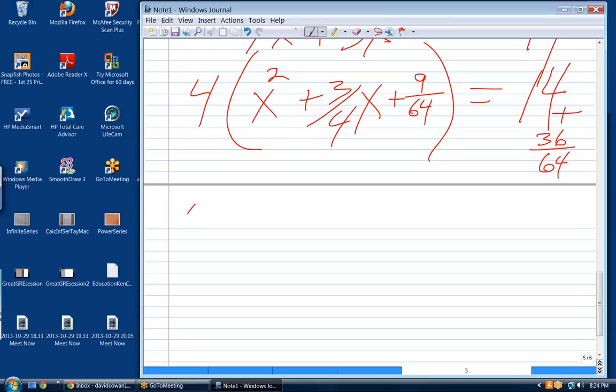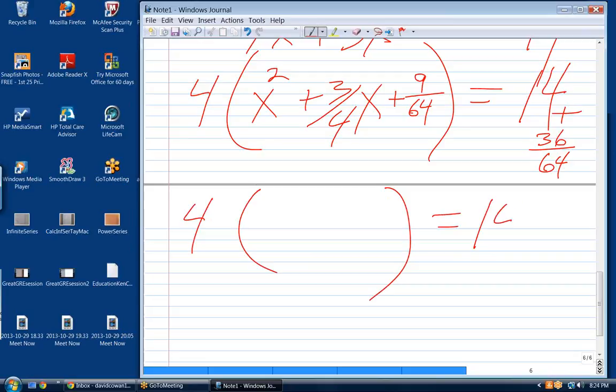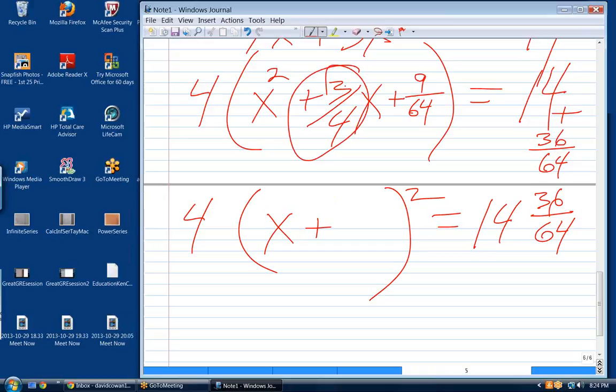Now I've got 4 times, and how can I represent this? x plus what? 3/8. After you've divided that by 2, that's the number that's always going to go there.